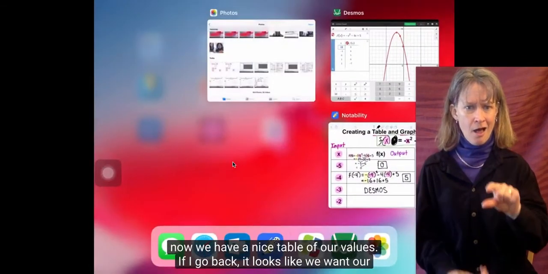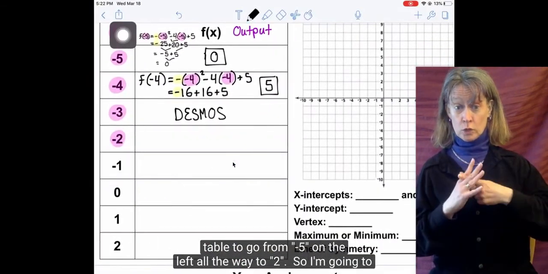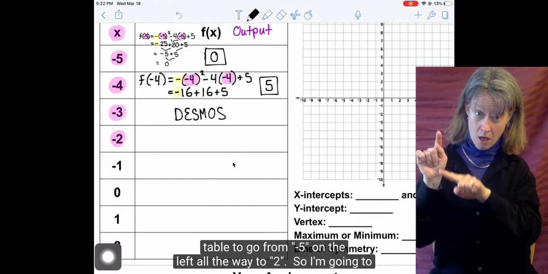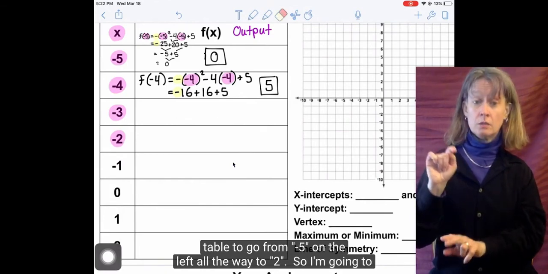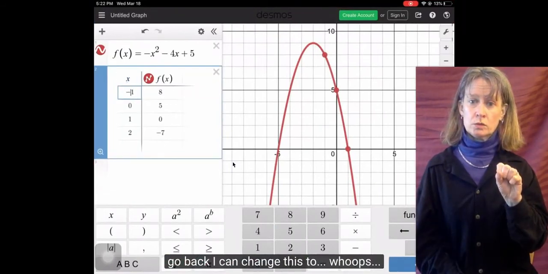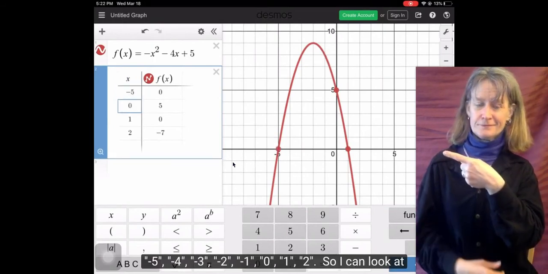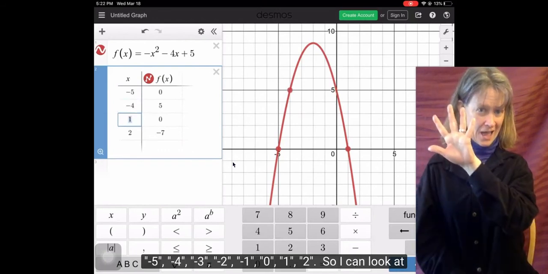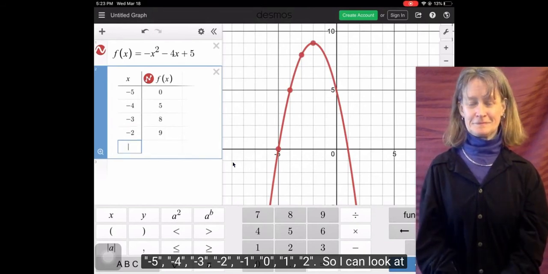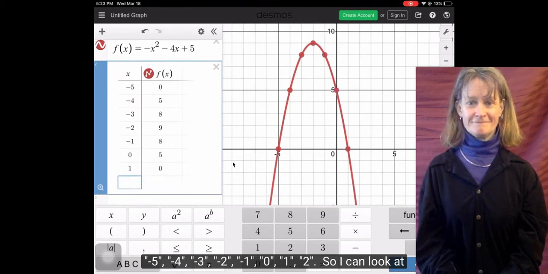If I go back, it looks like we want our table to go from negative 5 on the left all the way to 2. So I'm going to go back. I can change this to negative 5, negative 4, negative 3, negative 2, negative 1, 1, 2.